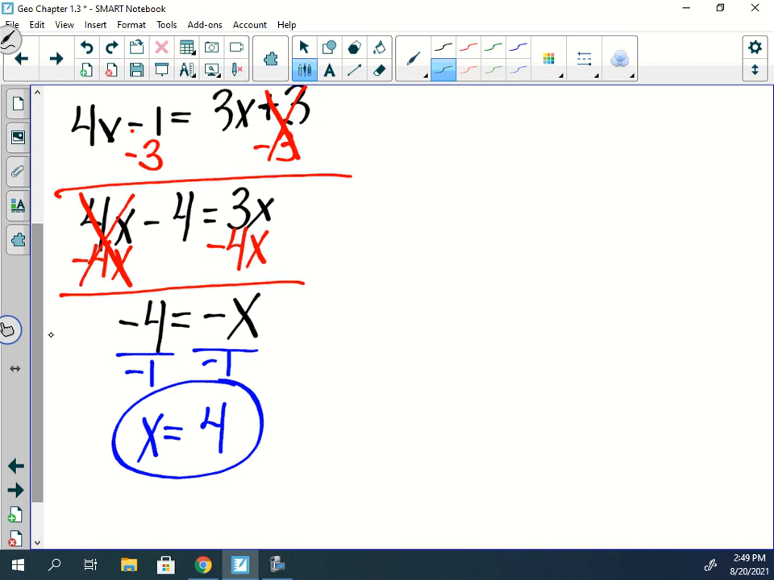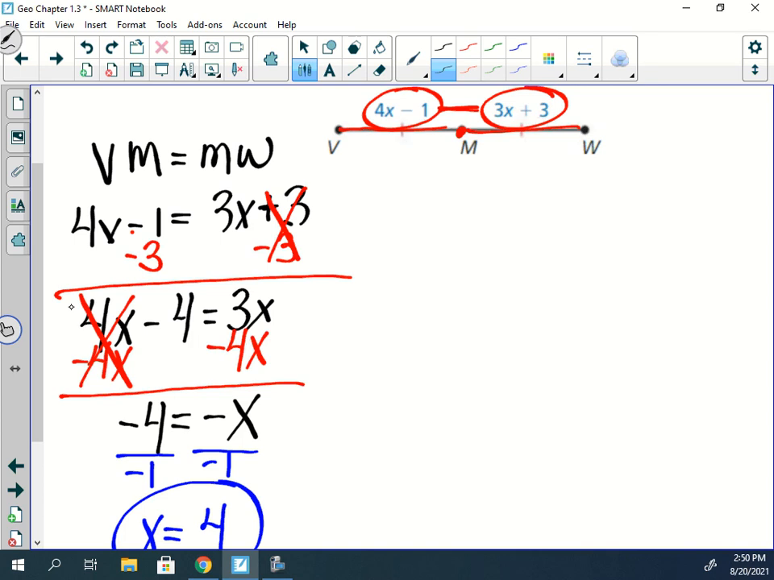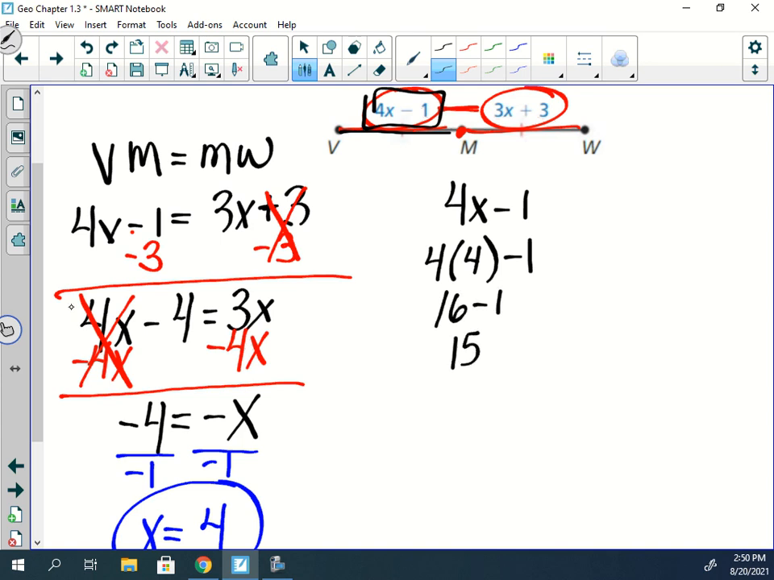So, was 4 what we were looking for? What was it asking? It asked us to find the length of VM. We're taking this here because VM was told to us to be 4x minus 1. That's what they told us that length was. Since we now found the value of x, we can plug 4 in for x, which would give us 4 times 4 minus 1. So VM is 15.